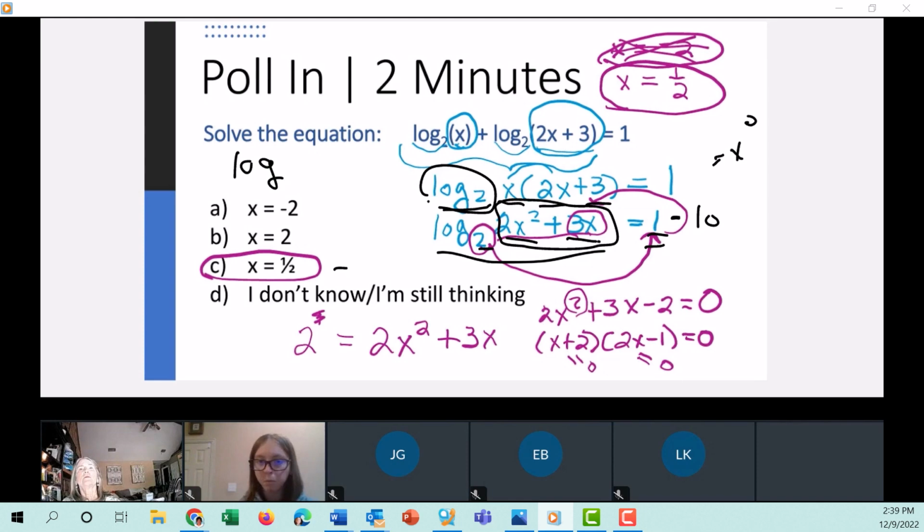log 2, how do I write this? Anybody? Are y'all waiting for me to answer? Log base 2 to the 1 equal 0.